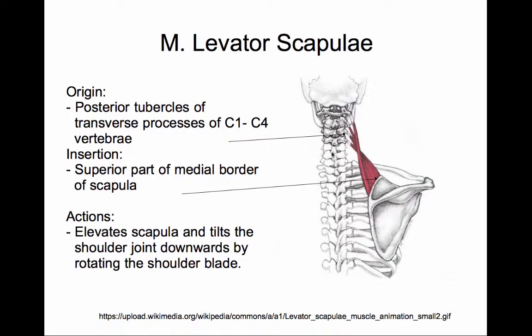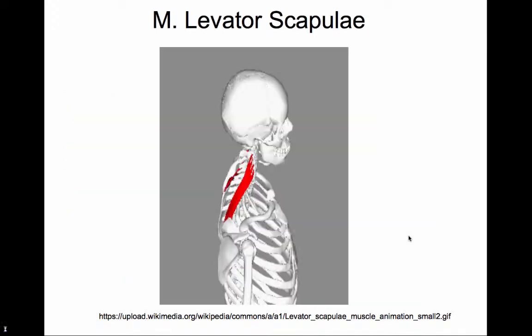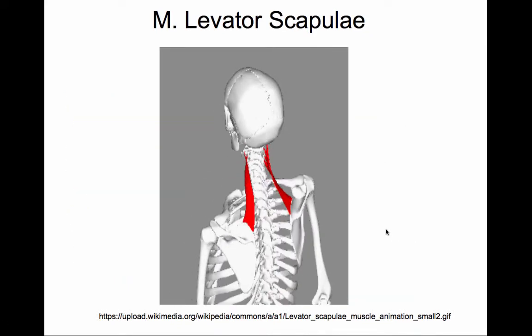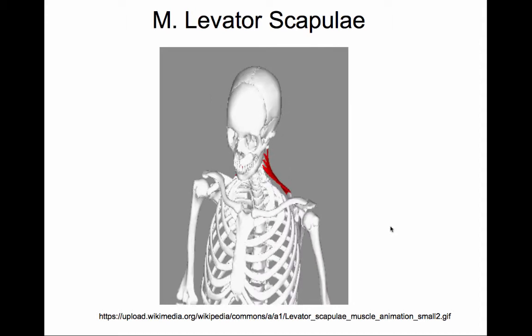Then we have levator scapulae. The origin is on the posterior tubercles of the transverse processes C1 to C4. And the insertion, this is a very important point, on the superior part of the medial border of the scapula. This is very often an important point when you have neck-shoulder problems. It elevates the scapula and tilts the shoulder joint downwards. So when you go up here, it goes down there by rotating the shoulder blade. Here you see a 3-dimension picture of levator scapulae.